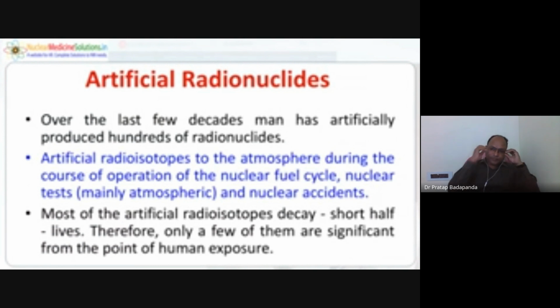What do you mean by short half-life and long half-life? That we are going to discuss in the next few slides. The question comes, artificial radionuclide, when we are making or producing it, there may be some advantages for that.